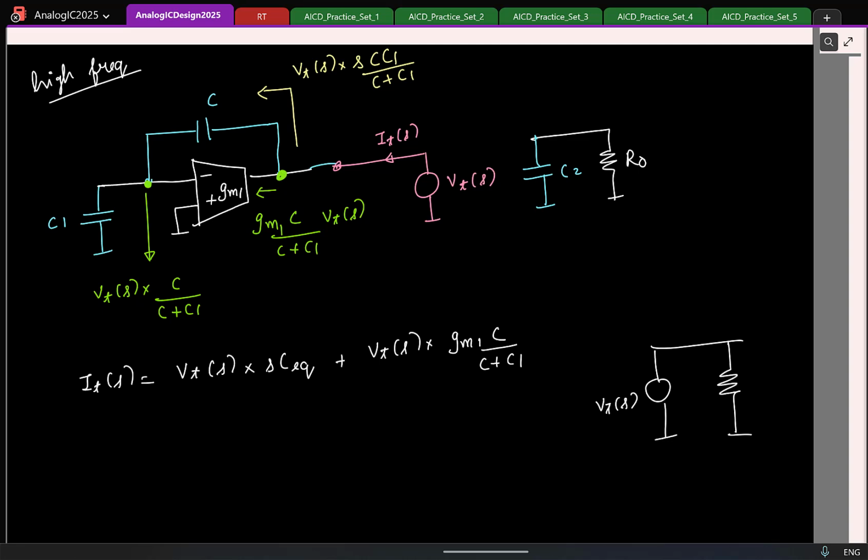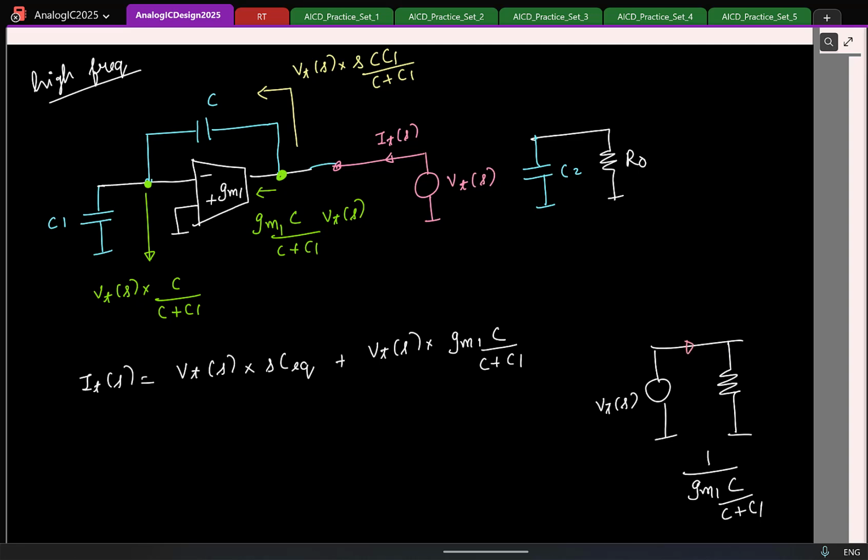Is it Gm or 1 by Gm? Come on, you cannot make this mistake again. Correct. So this will model this part. How do you model this part? I'll show this. What should I add here?